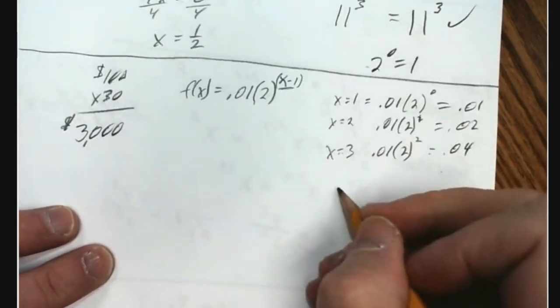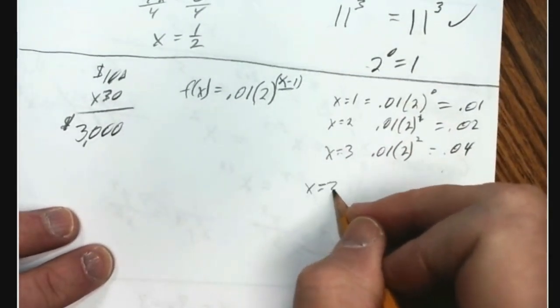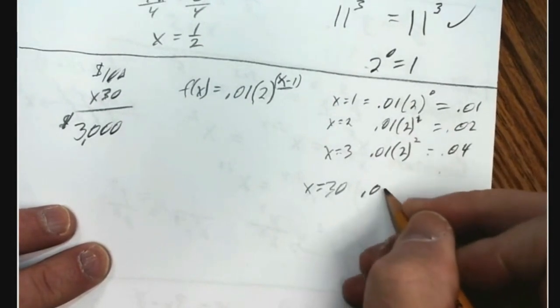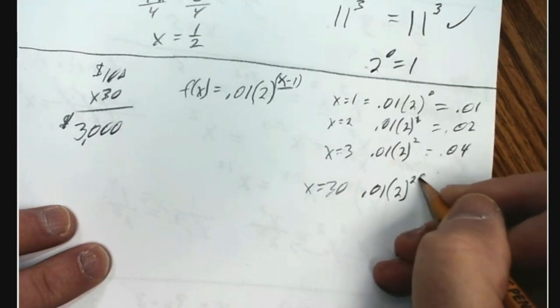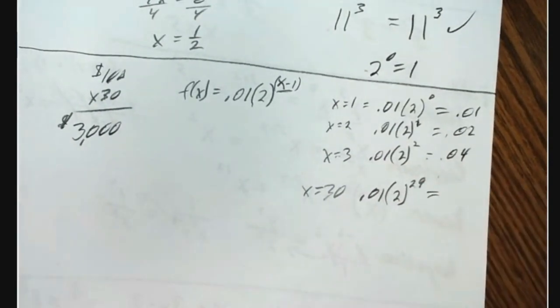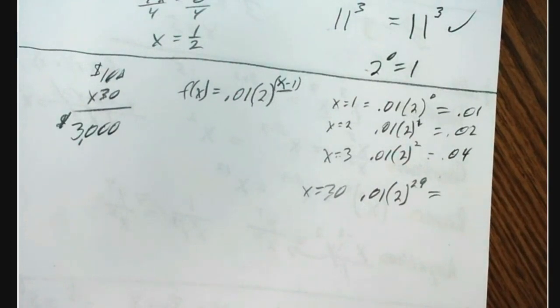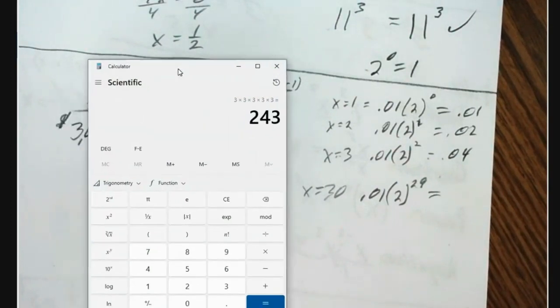So let's look at day 30. When x equals 30, you got 0.01 times 2, and we've multiplied it times 2 29 times now. So we're going to need a calculator since we didn't figure every day. All right, so 0.01 times 2 raised to the power of 29. It's doubled 29 times. That is going to be $5 million.